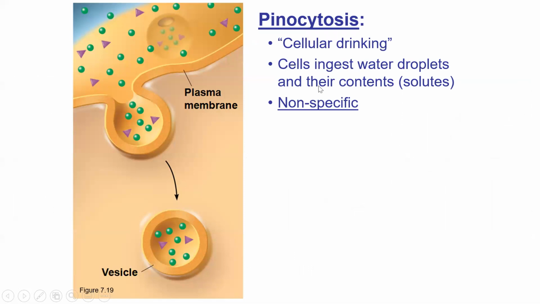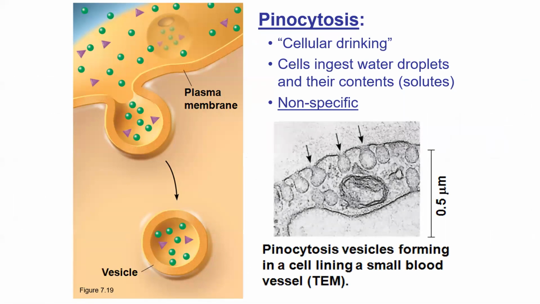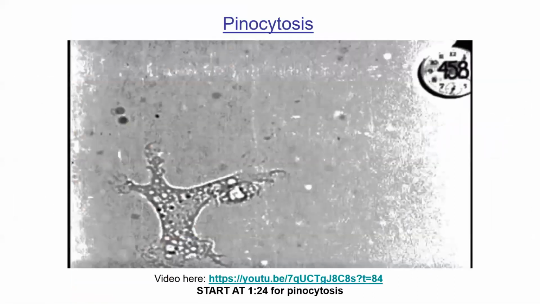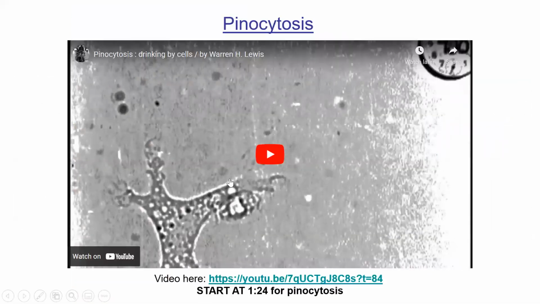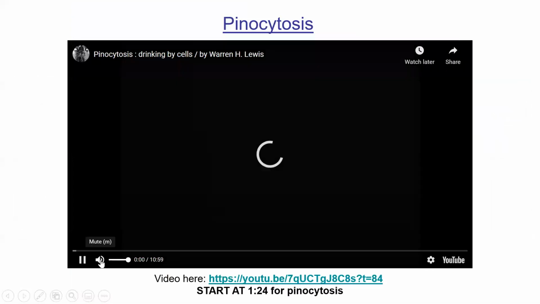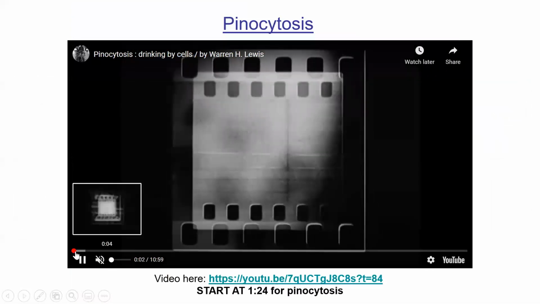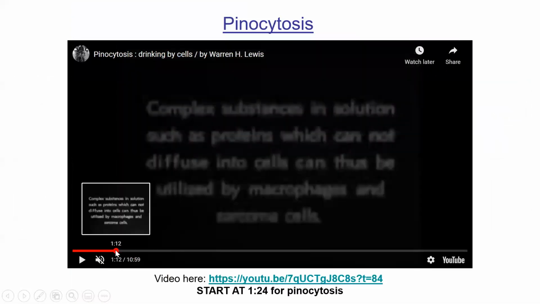So if we have cellular eating, we also have cellular drinking. This is called pinocytosis, and it can bring in basically water or solutes. There's an image there of the process happening. I also have a video here, so I'll play this for you as well. I got to skip ahead to 1 minute and 24 seconds.